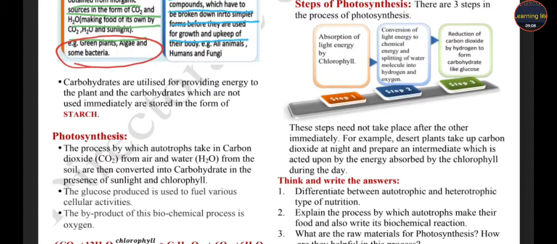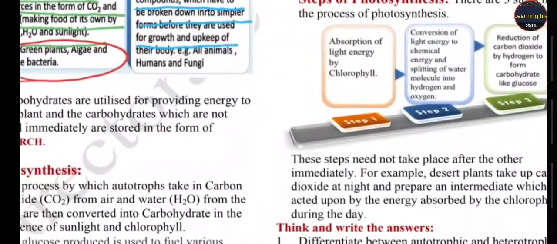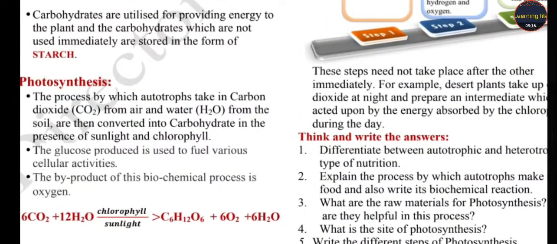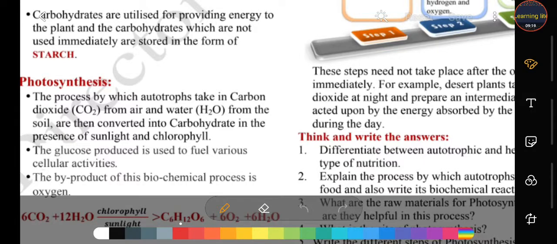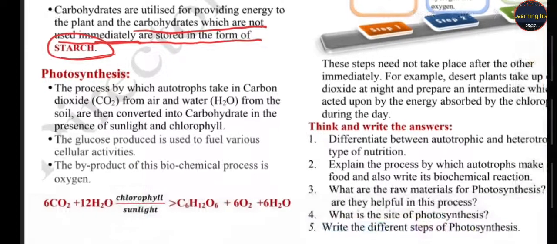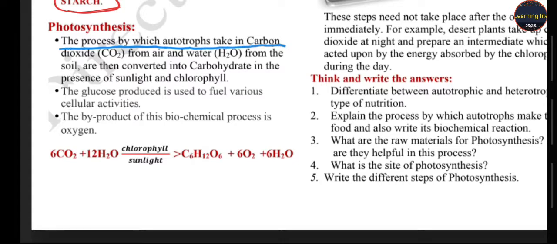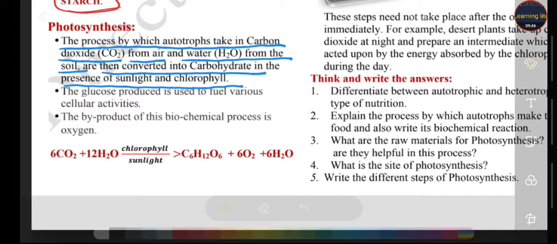Now here the process is photosynthesis, but before moving on to photosynthesis, one step is given up to you, that the carbohydrates are utilized for providing energy, and those carbohydrates which are not used immediately are stored in the form of starch. Okay, now let's move to the process of photosynthesis. Student, what is photosynthesis? The process by which autotrophs, meaning green plants, take the carbon dioxide from the air and the water from the soil and convert it into carbohydrate in the presence of sunlight and chlorophyll.